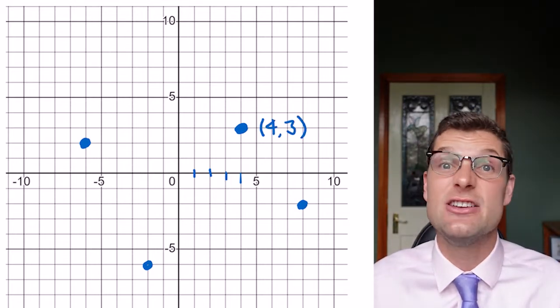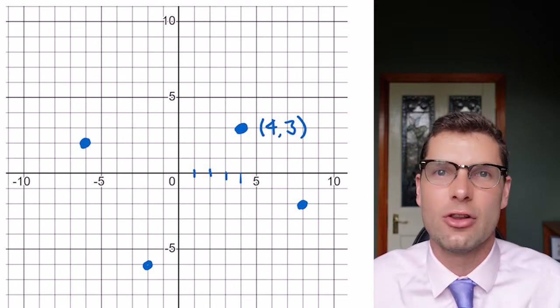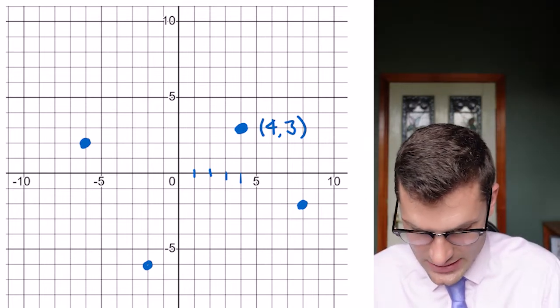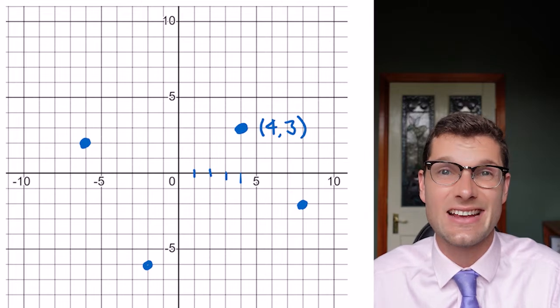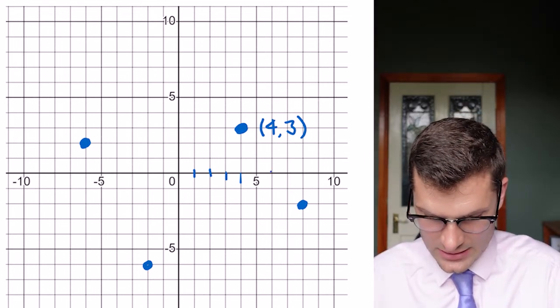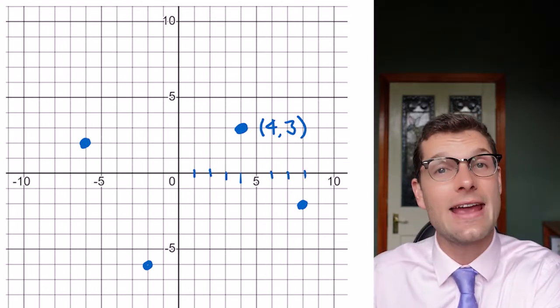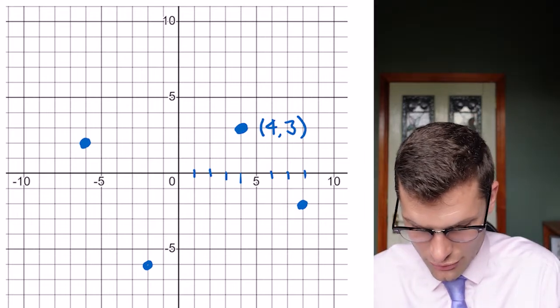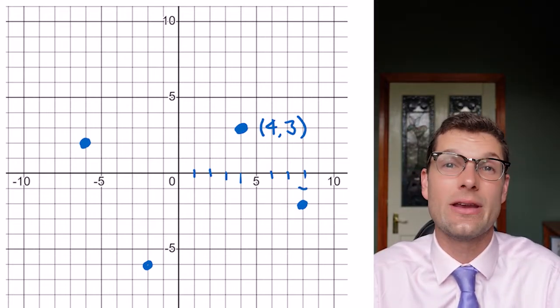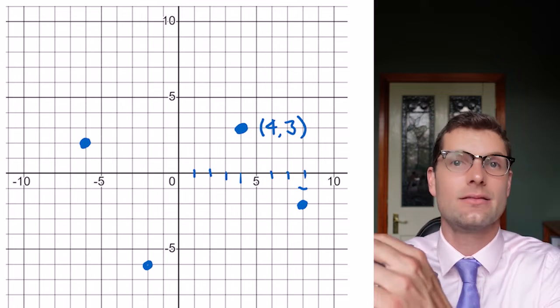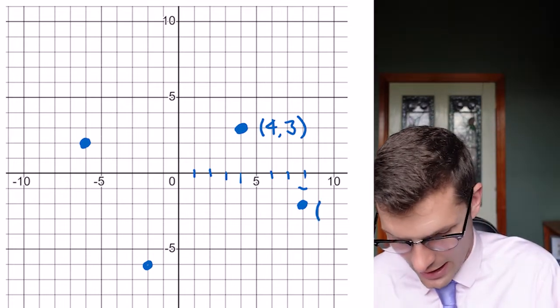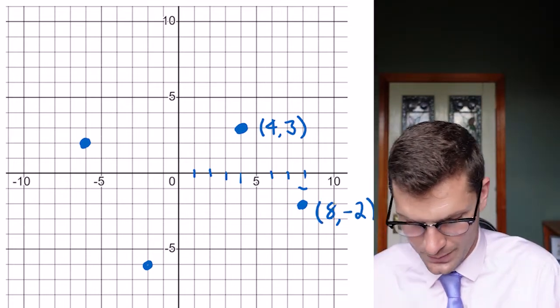And that's the major skill that we need to do. We'll have a look at these other ones. So instead of going across 4 for this next point, I go across 6, 7, 8. So I've gone 8 across and then down 2, meaning that this point is 8 down 2, 8, -2.